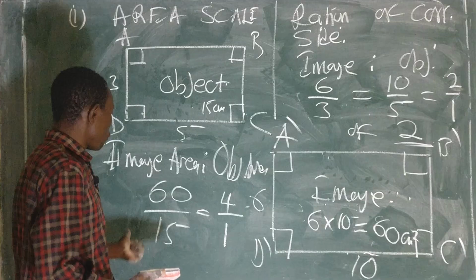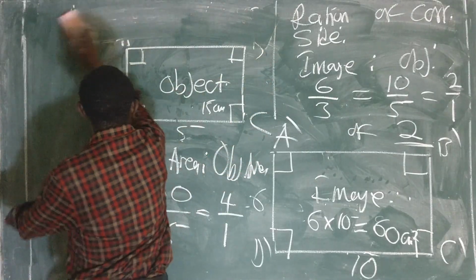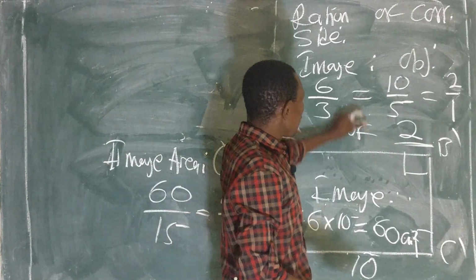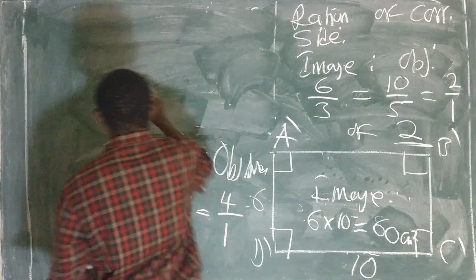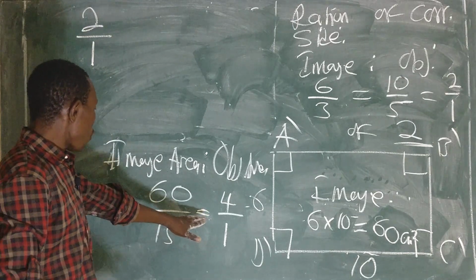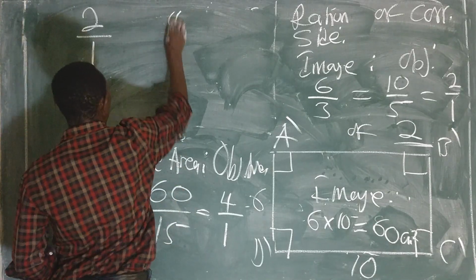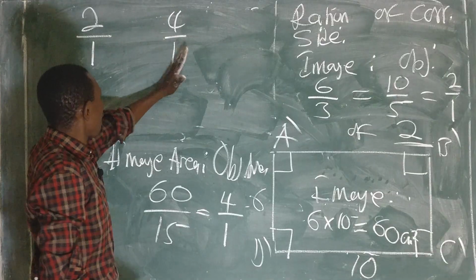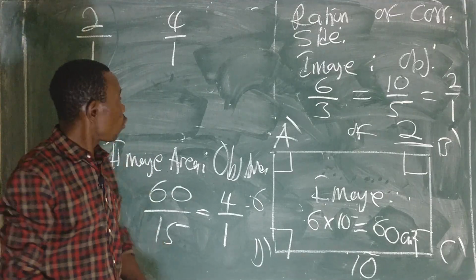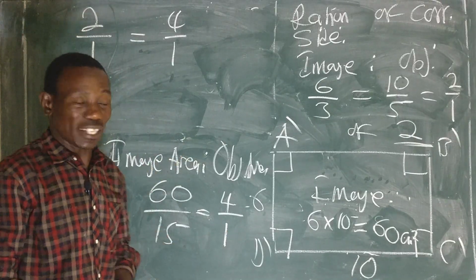Right, so now allow me first of all to put the two ratios aside and compare them. We observe the ratio of the corresponding sides, which is 2 to 1, versus the ratio of the areas, which is 4 to 1. You find that the two are related in such a way that if I square the ratio of the corresponding sides, it gives me the ratio of the areas.